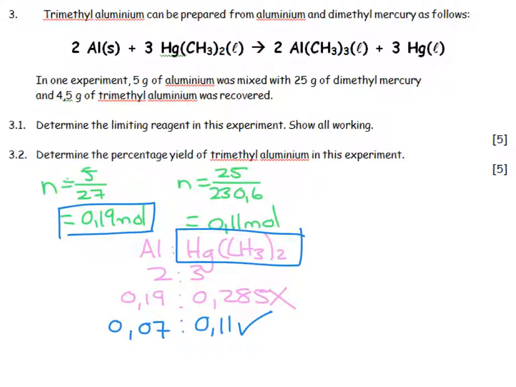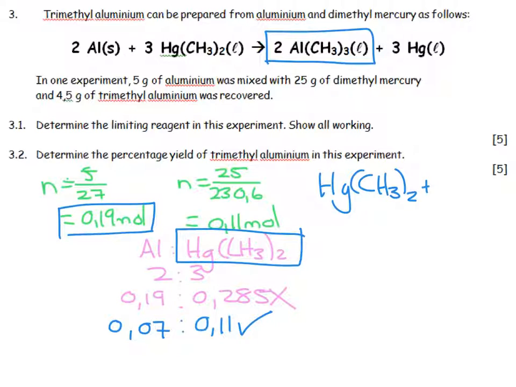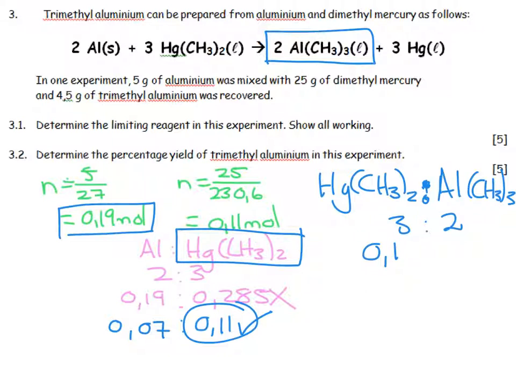Now we say determine the percentage yield of trimethyl aluminium. Well, let's see how much trimethyl aluminium we think we should have got. So I'm going to draw up a relationship between dimethyl mercury and, whoopsie, that's a ratio sign, and trimethyl aluminium. And it's a 3 is to 2. I take the limiting reagent number of moles, divide by 3 times by 2. Remember to save all these numbers in your calculator as you're going along.